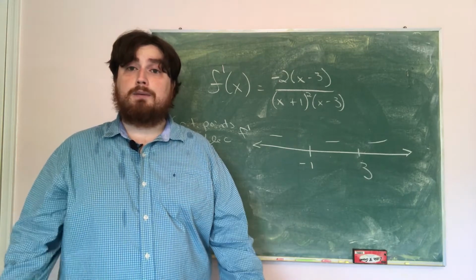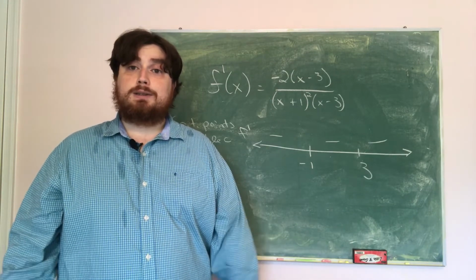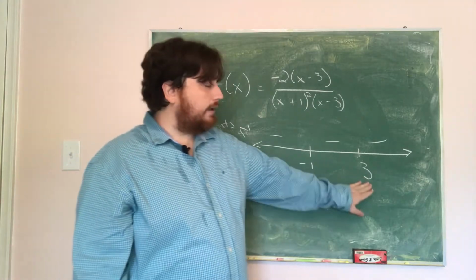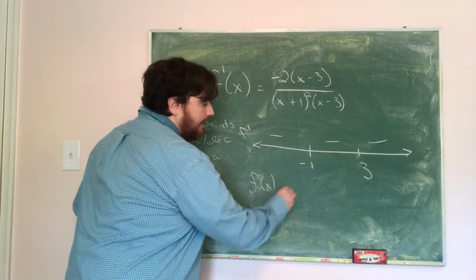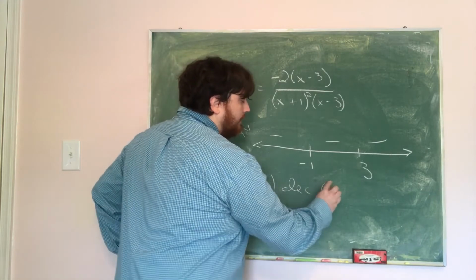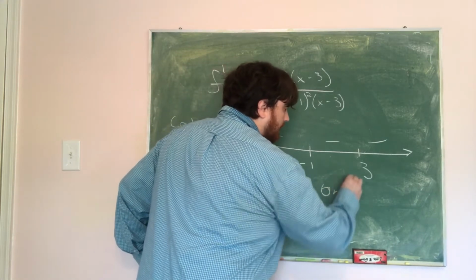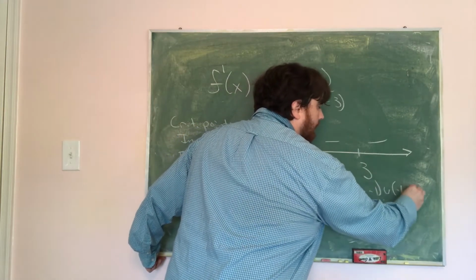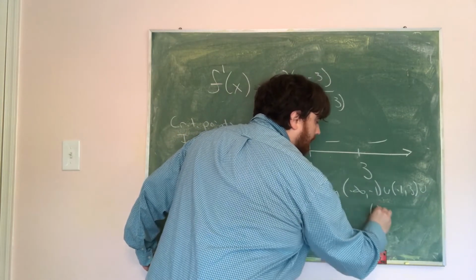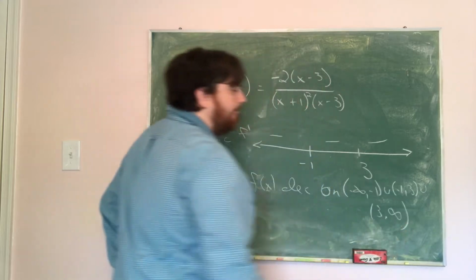What does that mean about my function? Well, it means my function is decreasing everywhere except at negative 1 and 3. So I would say that f of x is decreasing on the interval negative infinity to negative 1, union negative 1 to 3, union 3 to infinity.